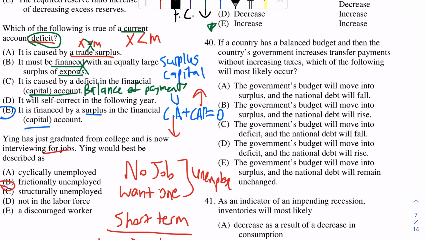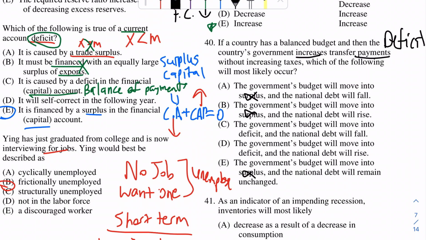And finally, number 40. If a country has a balanced budget and then the country's government increases transfer payments without increasing taxes, which of the following will most likely occur? So they increase transfer payments, which means they're spending more money, and they did not change their taxes. So are they having a surplus or a deficit? Well, they're having more payments, so that's a deficit. Okay, so it's not a surplus, so it's either C or D.